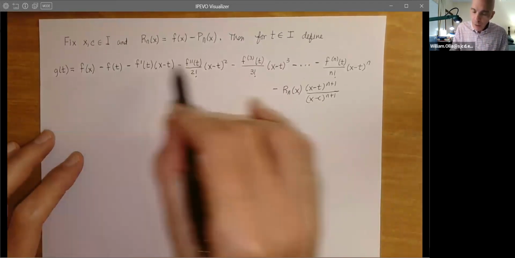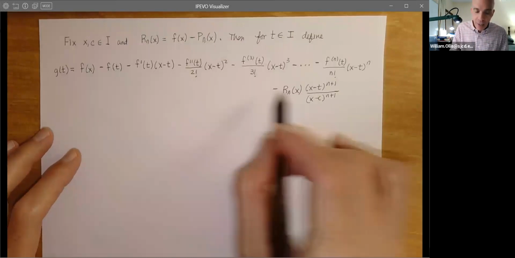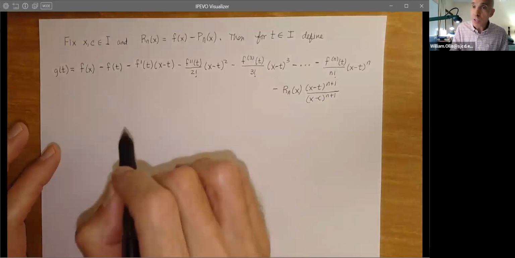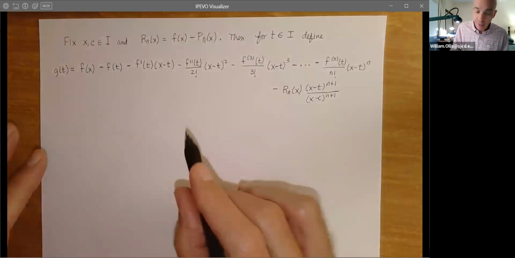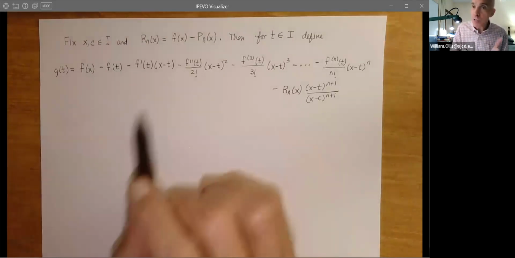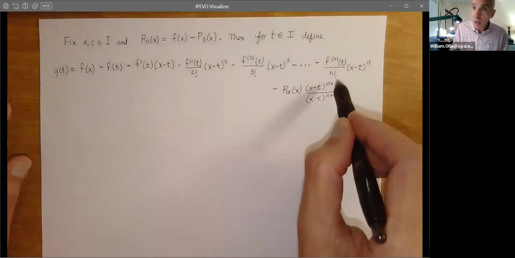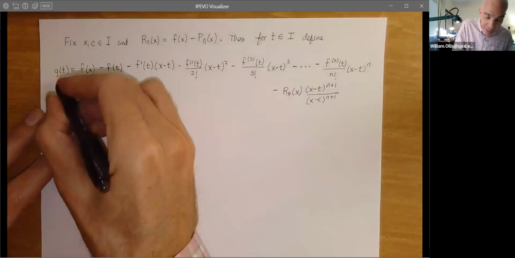So notice this function here is a nice function. Why? Because f is C^n. It's continuous because f is continuous, and it's differentiable because f is C^n. So we can say this.